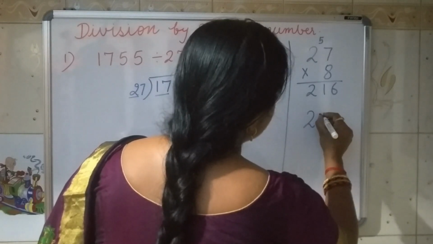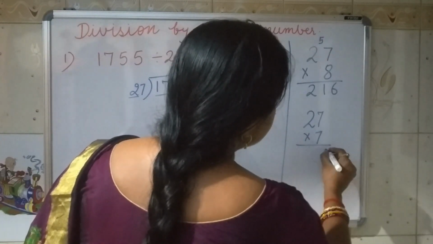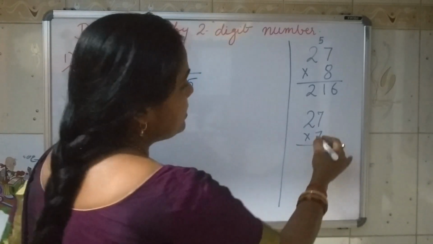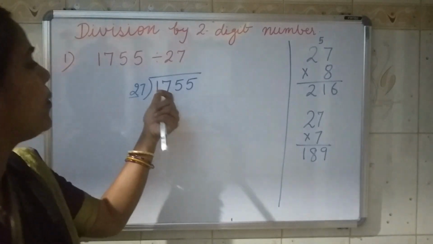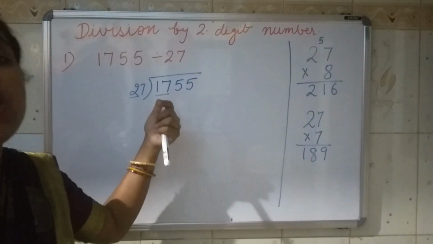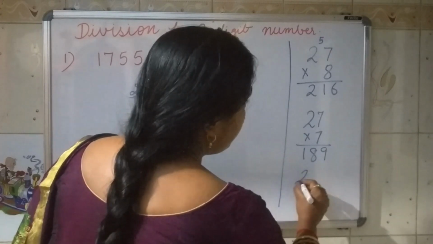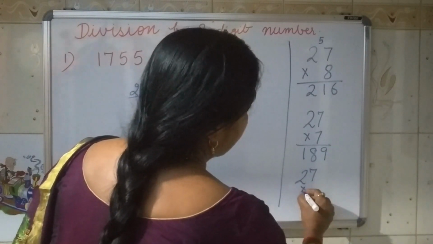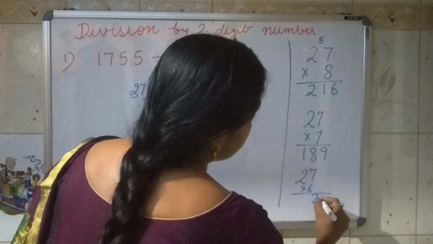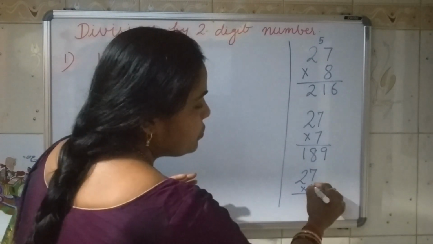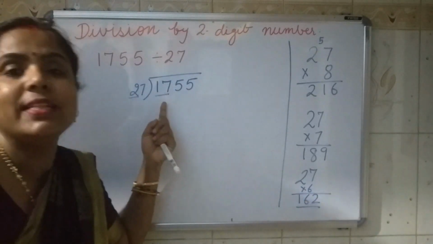So let's try 27 multiplied by 7. 7 7s are 49, carry 4. 7 2s are 14 and 4 is 189. This is also not possible because 189 is greater than 175. So what will we do? We will try one less than this. 27 multiplied by 6. 6 7s are 42, and 6 2s are 12 and 4 is 16. Now 162 is less than 175.